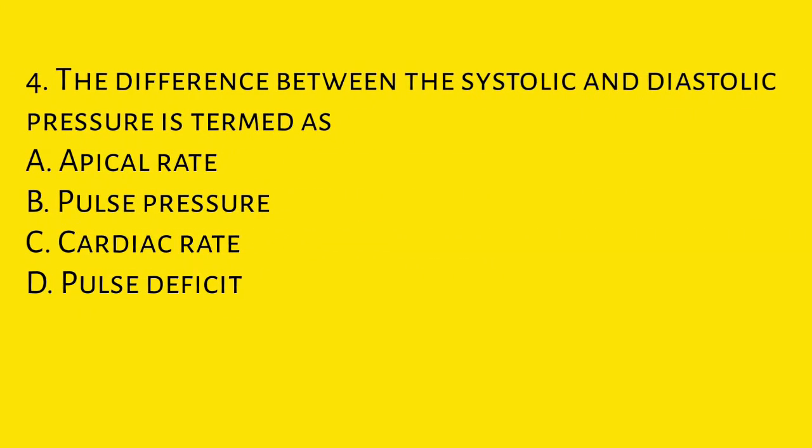4. The difference between the systolic and diastolic pressure is termed as A. Apical rate. B. Pulse pressure. C. Cardiac rate. D. Pulse deficit. Correct answer. B. Pulse pressure.